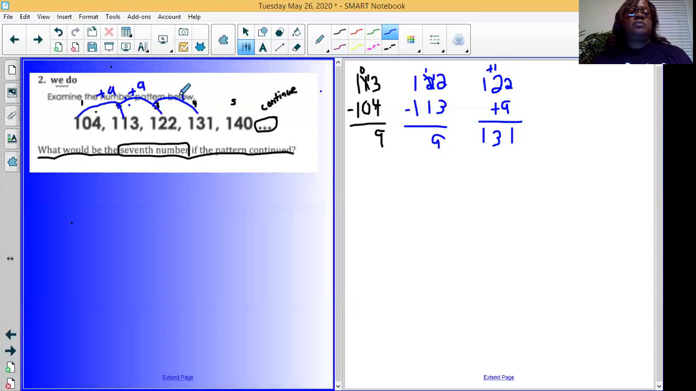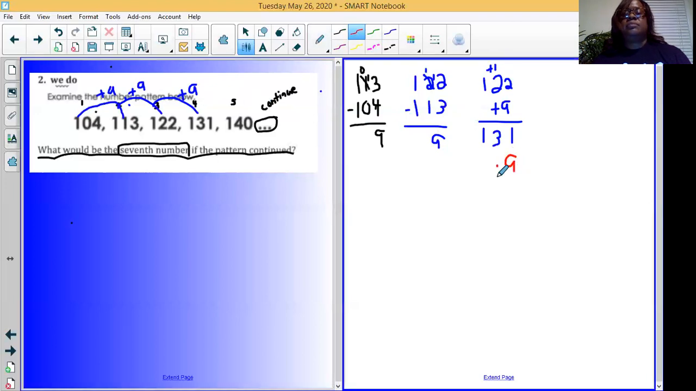All right, take the 131, add 9 to it, and see if you get the 140. So if you add another 9 to the 131, see if you get the 140. Okay, so 9 and 1 is 10, carry my 1, and make that 4. 3 plus 1 is 4. There's my 140. Okay, so that's my fifth answer.